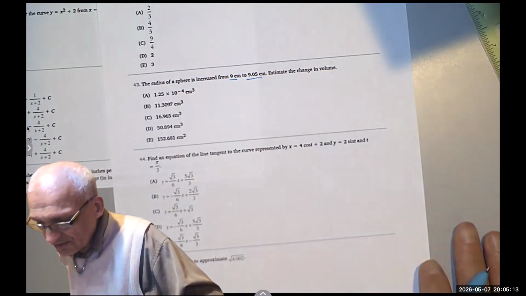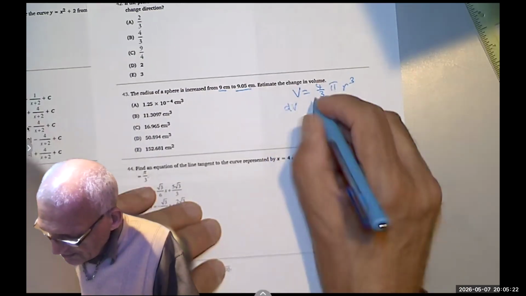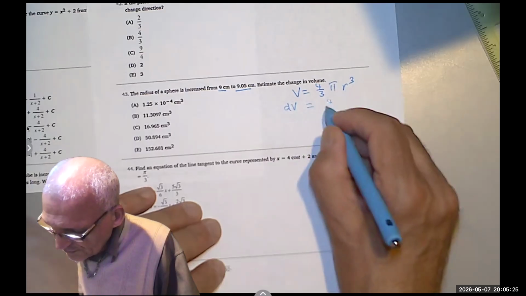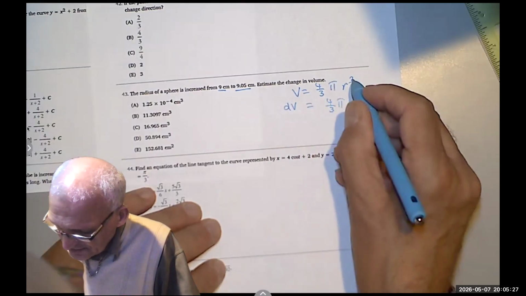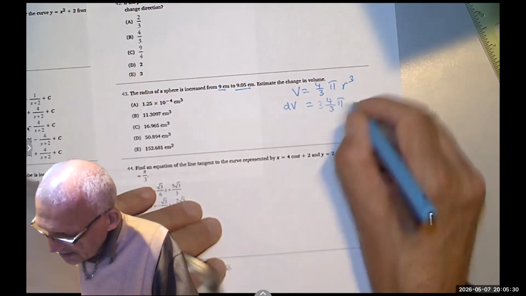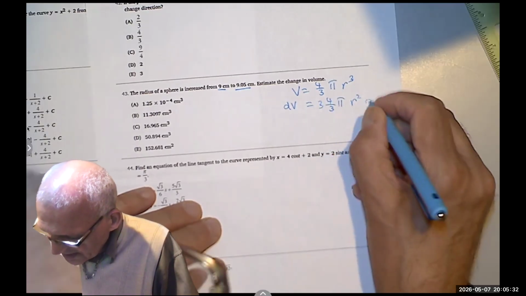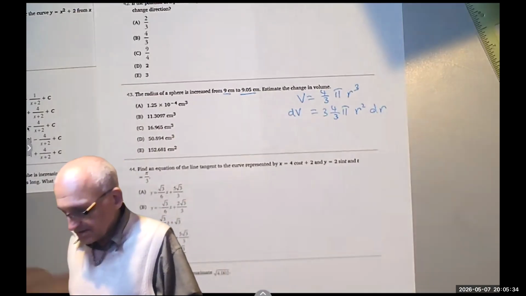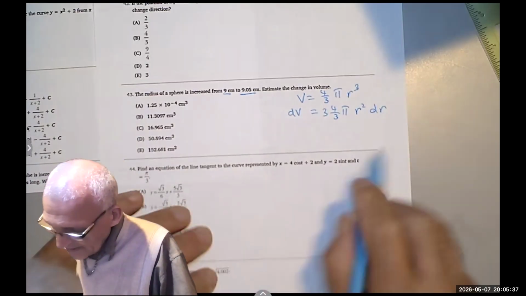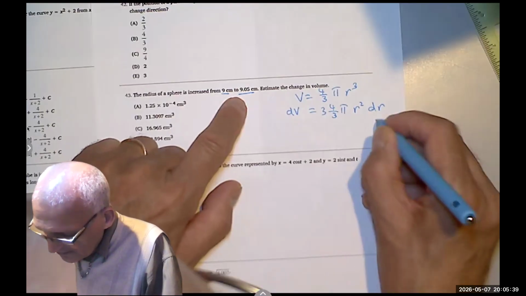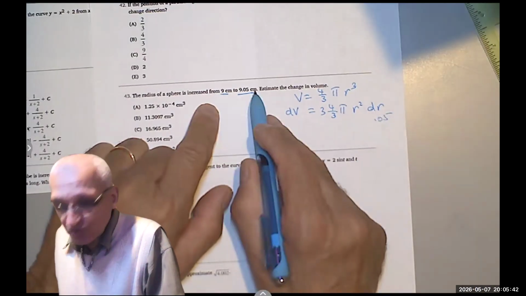The radius of a sphere is increased from 9 to 9.05. Estimate the change in volume. Okay, the volume of a sphere is 4/3 pi r cubed. So the change in volume equals 4/3 pi, and then you take the derivative of that, which is 3 r squared dr. I'm taking differentials. Okay? dr is 0.05 because it went from 9 to 9.05.